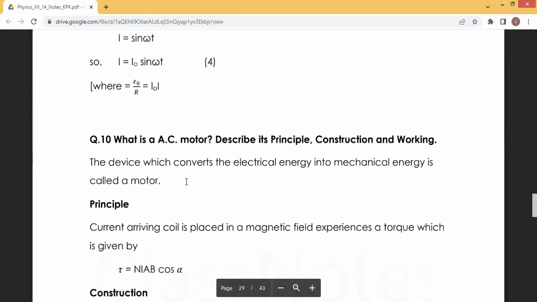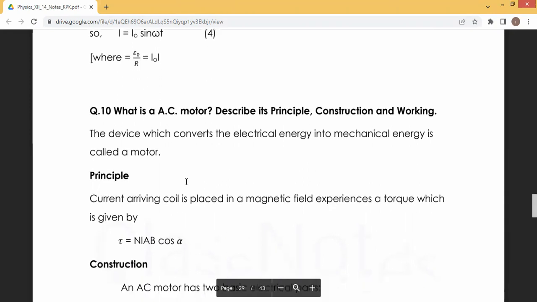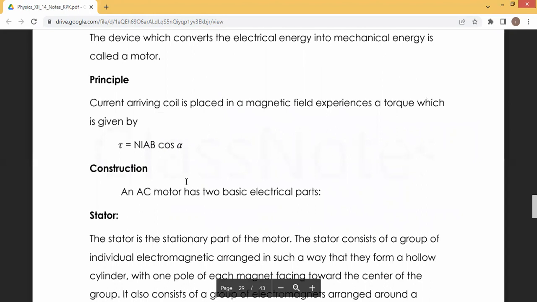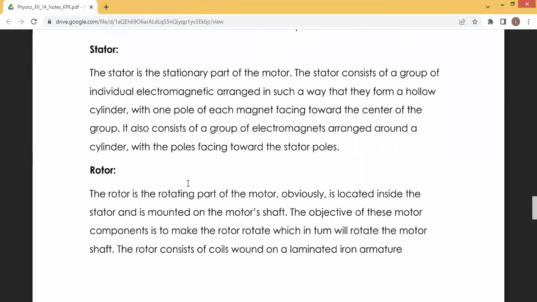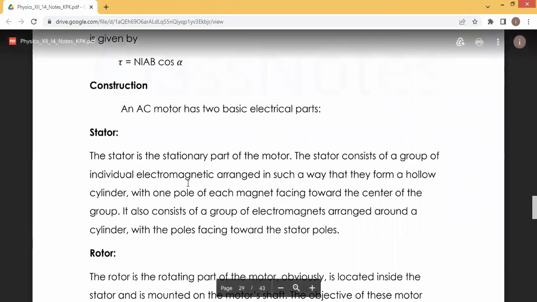AC motor basically converts electrical energy to mechanical energy, and it works on the same principle of electromagnetic induction. The torque produced equals N I A B cos alpha, where N is the number of turns. Okay, so in detail, the parts are the stator.